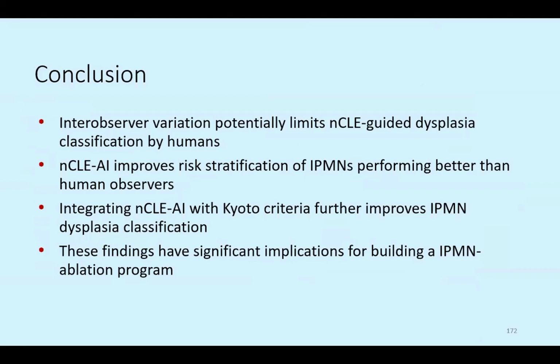So in conclusion, there is a significant amount of inter-observer variation, which can potentially limit endomicroscopy-guided dysplasia classification by humans. To solve this, we developed the AI model, and the model is getting better and better year after year. And what we have found is that wherever the AI model doesn't perform, the Kyoto variables synergistically work with the AI and improve the classification. That was kind of a revelation to us. And these findings do have significant implications as we move further in highly accurate risk stratification of IPMNs.